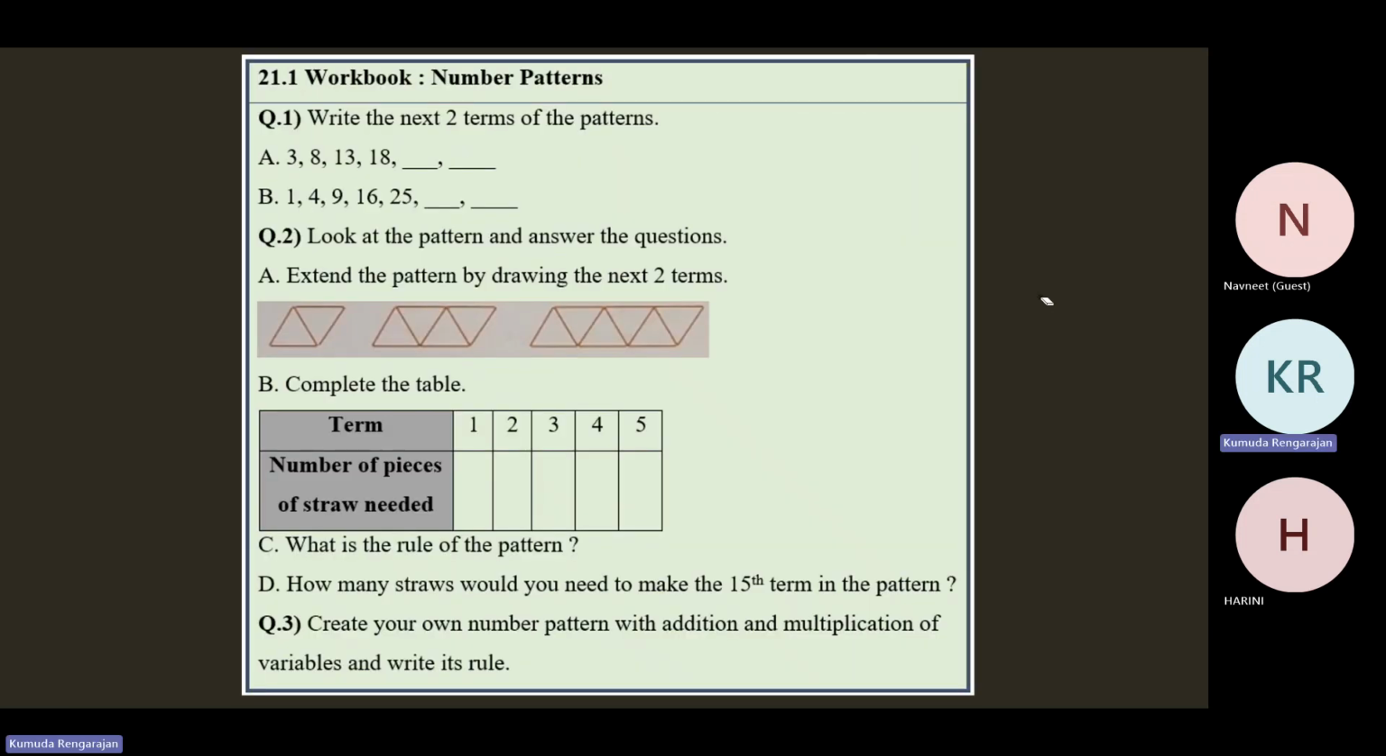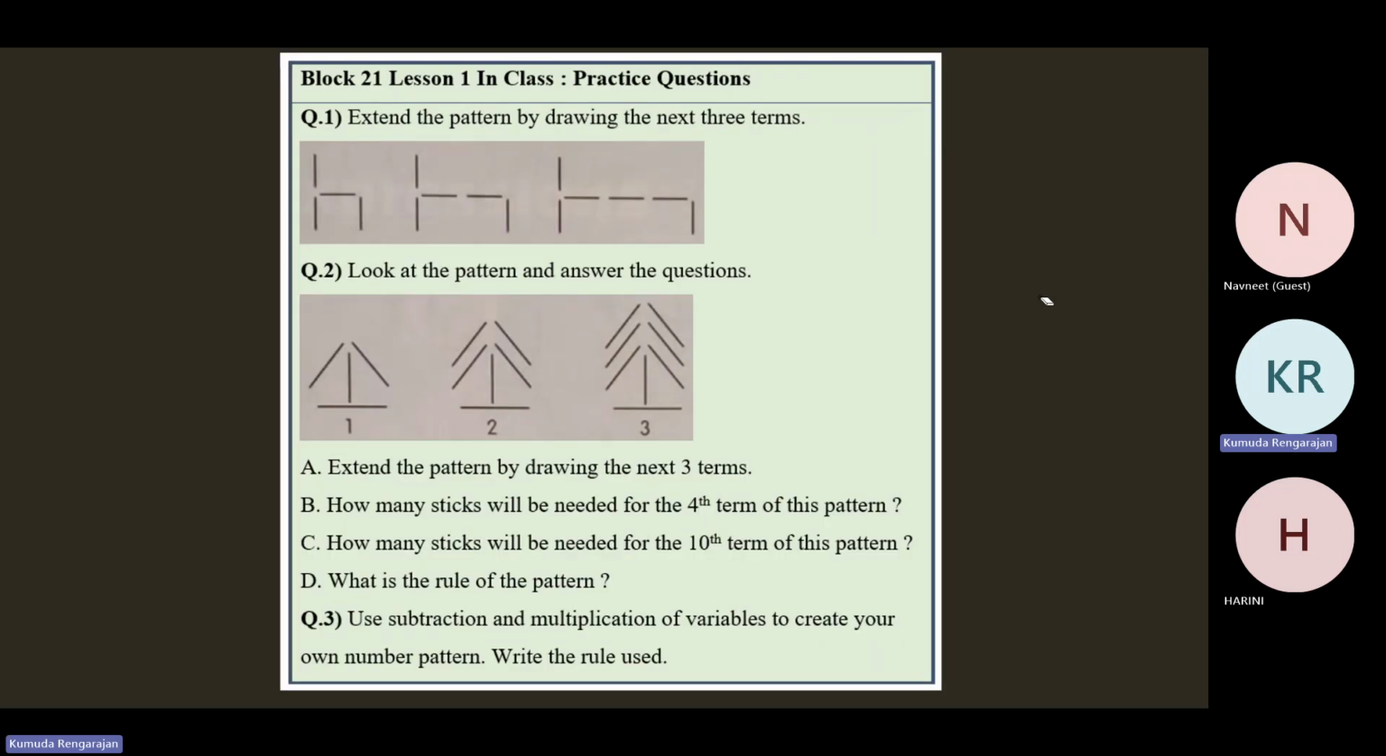Workbook. I'm just seeing if you can do this by yourself. I'll give it as homework. I'll just go through the questions. Write the next 2 terms. Extend, complete the table. I think in both I'll answer the last question. Here also in class, I'll do the third one alone.